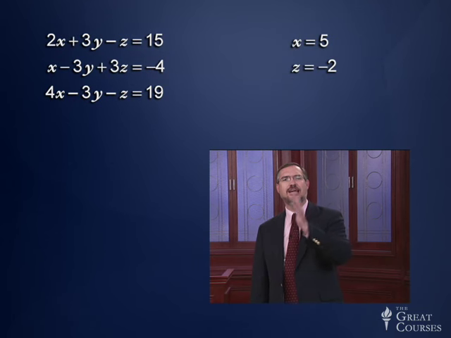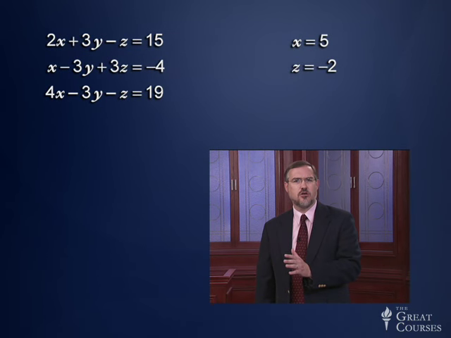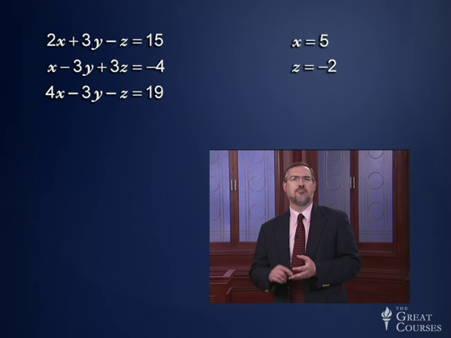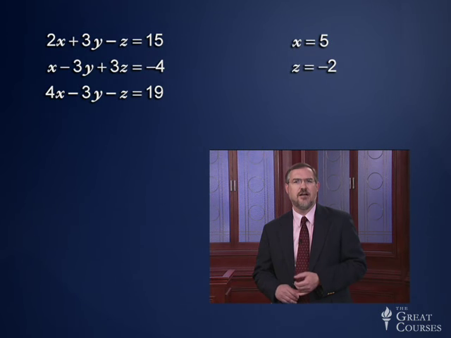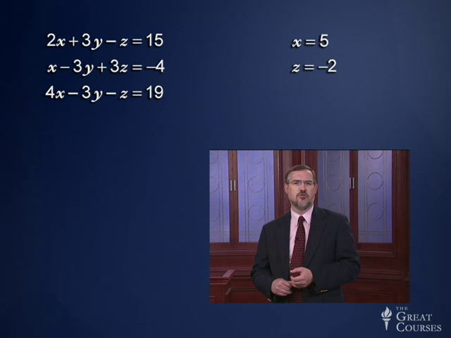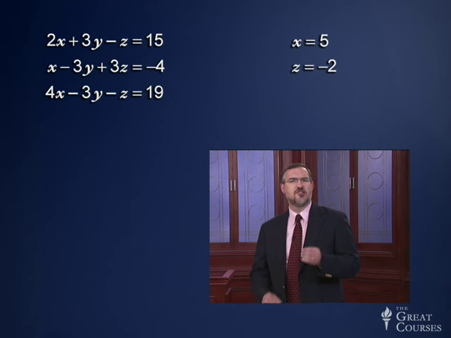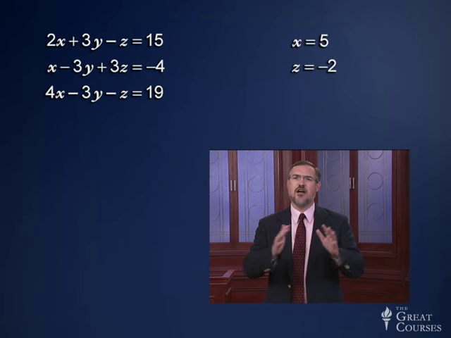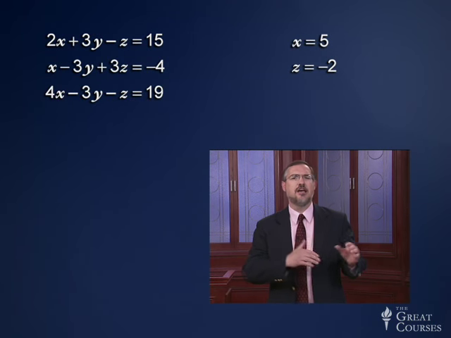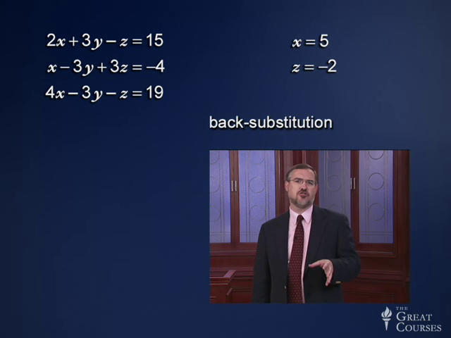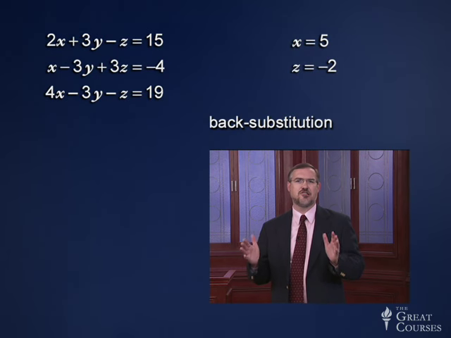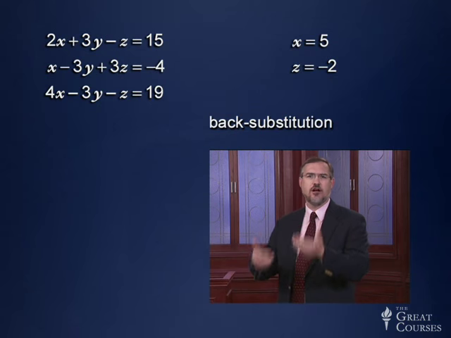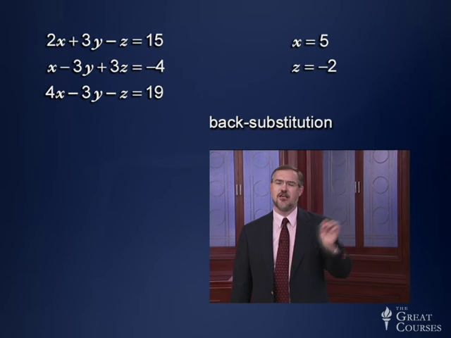Well, I go back to any of the 3 original equations that we started with in this example, and I plug in x equals 5 and z equals negative 2 to find y. Sometimes this idea of plugging these numbers back in one at a time to find some of the other variables is called back substitution. So you might see this phrase back substitution in some textbooks as you're trying to find one variable at a time by plugging in the numbers.